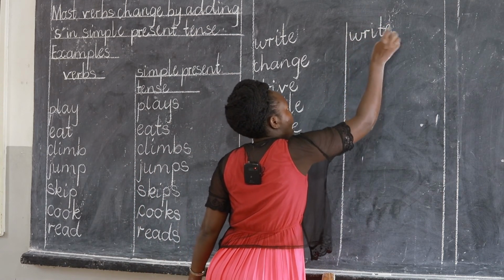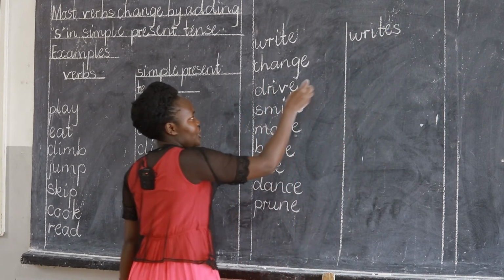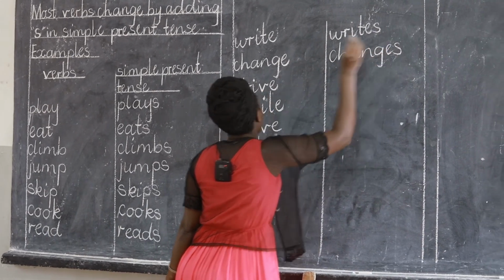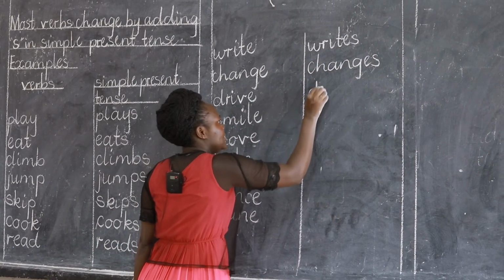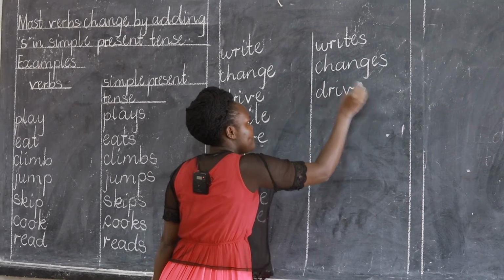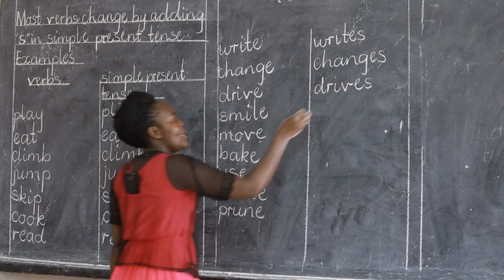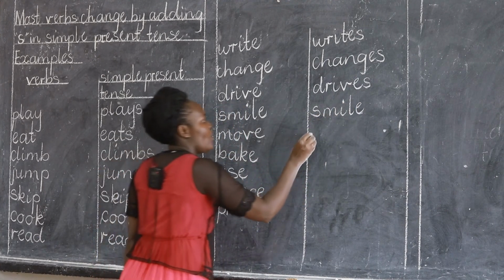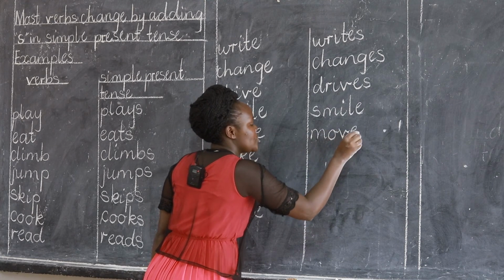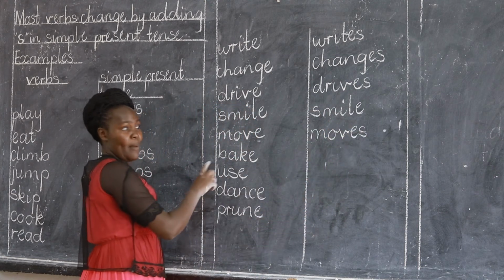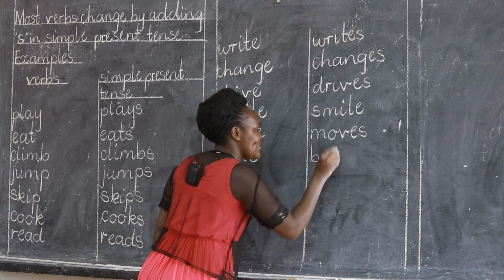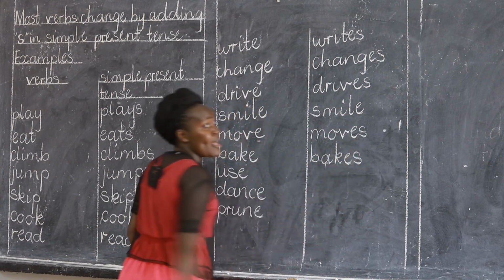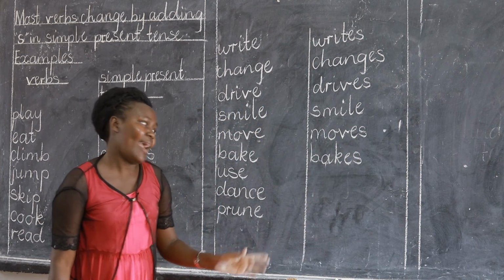She writes her work neatly. If I have change, I'll say a chameleon changes its color. If I have drive, I'll say Daddy drives us to school every morning. Smile. Miss Ruth smiles all the time. Move. My auntie moves to the shop every morning. Bake. Mommy bakes. Do your parents do the baking? So I'll say Mommy bakes sweet or delicious cakes.